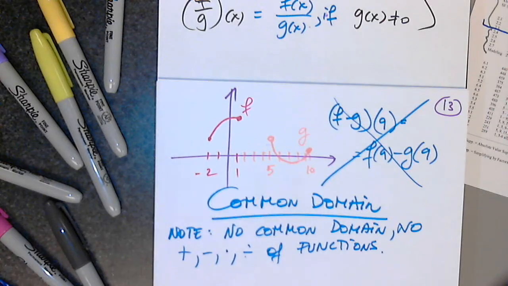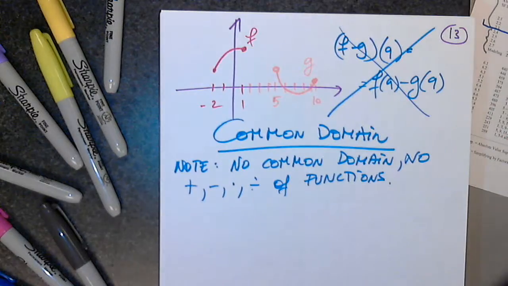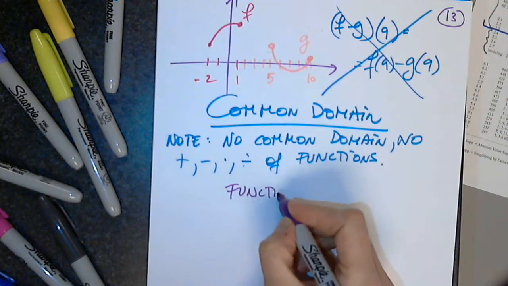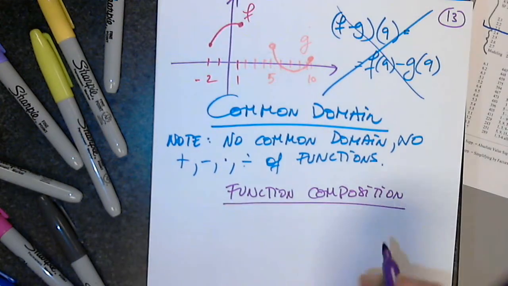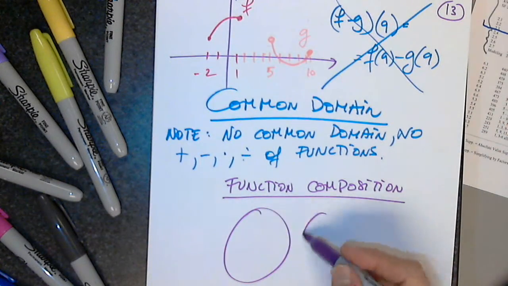Which is not the case for the function composition, however. If the two domains do not overlap, I can create them. Useless. They don't exist at the same time. So how can I add them if they don't exist for the same x value? So now the function composition does not require common domain. Function composition works totally differently.